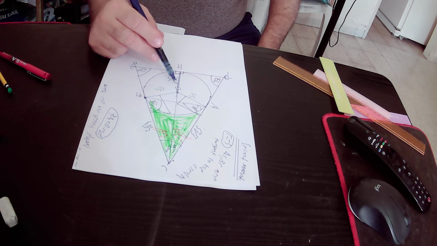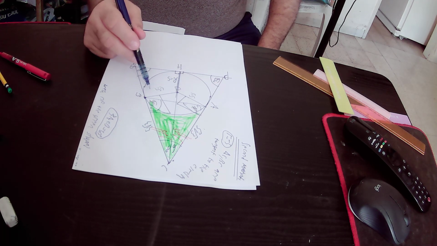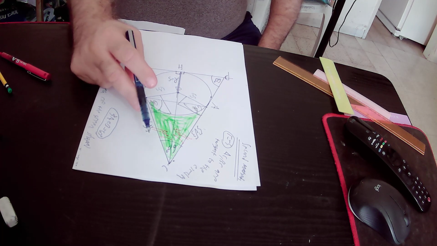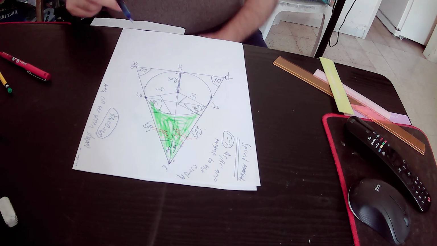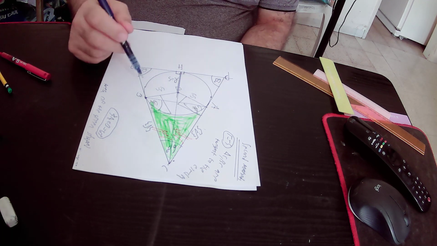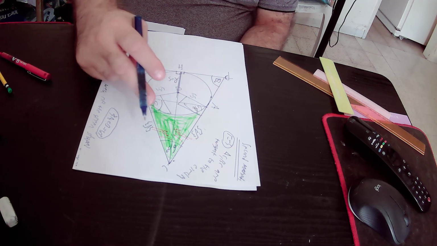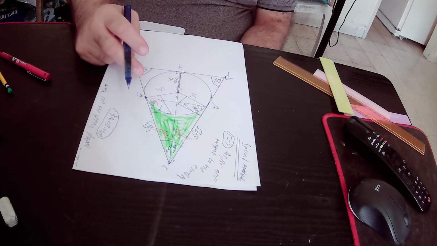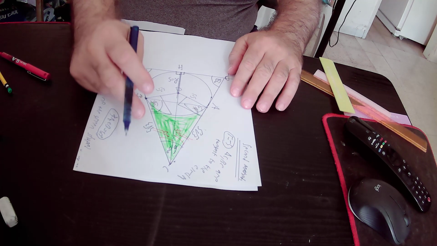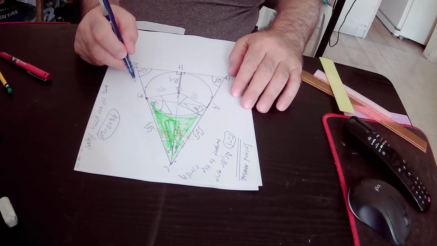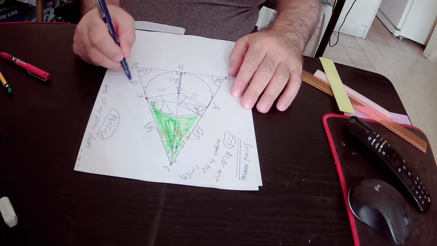So here we have OB is the height to the side CQ. According to the rule, the height OB divides CQ into two equal parts. So CB equals BQ. And we know that CB equals 5 times root 3, so BQ will also equal 5 times root 3 units.